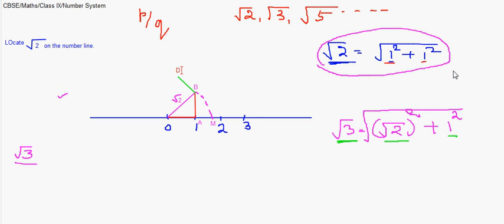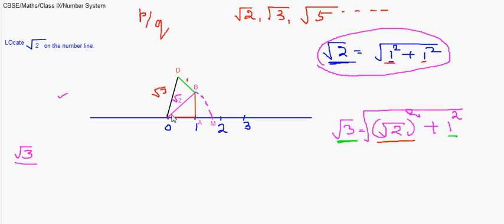We get it as D. Now once I join this point OD, now OD will be representing root 3. This is 1 unit BD, because I explained how root 3 is arrived at. It is root 2 square plus 1 square, so this is root 3. We'll follow the same method as we did in the previous one.